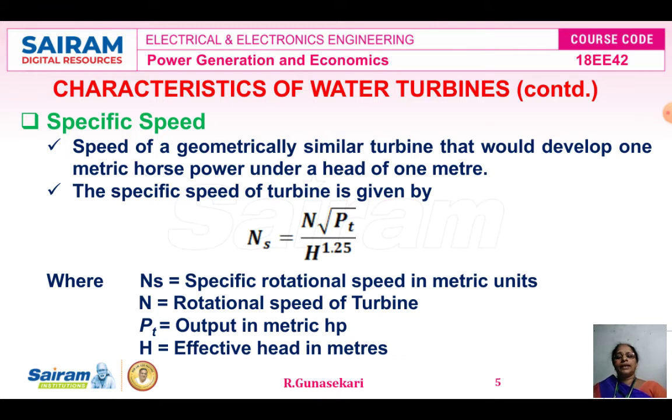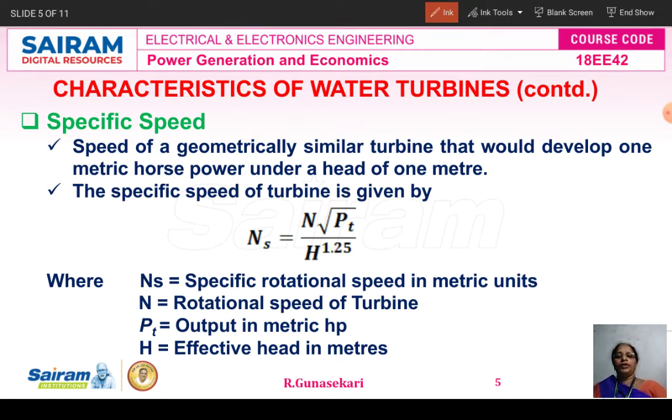The next characteristic is specific speed. It is the speed of a geometrically similar turbine that would develop 1 metric horsepower under a water head of 1 meter. That is called the specific speed. How can we calculate it? By using the formula Ns = N √PT / H^1.25. By using this formula, we calculate the specific speed of any water turbine.